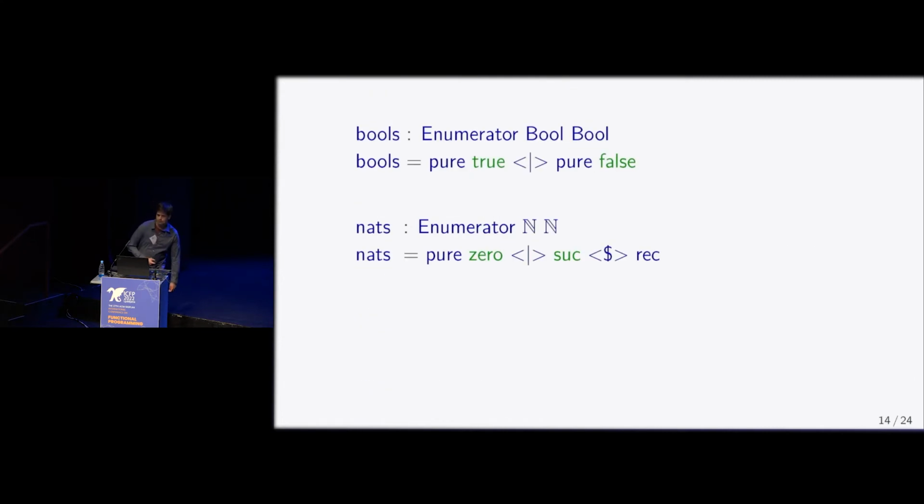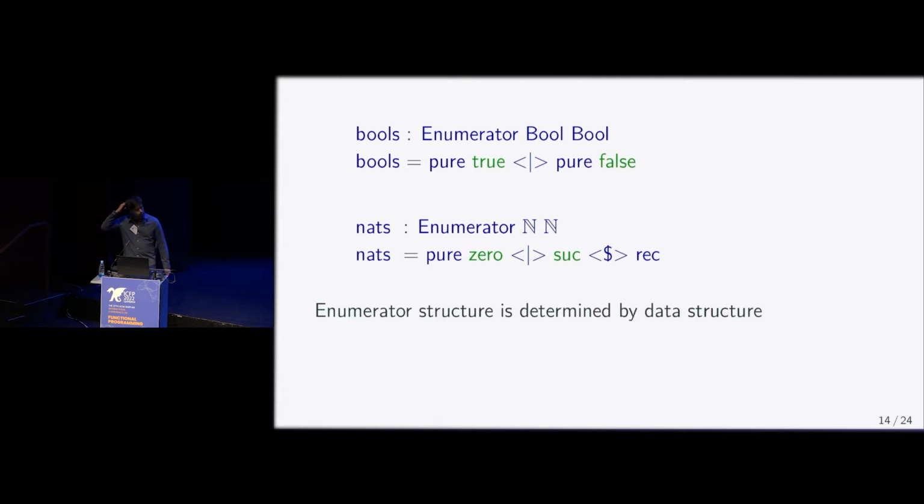So let's see some examples of this. So yeah, for Booleans, a choice between either true or false, or for natural numbers, a choice between 0 or successor applied to a recursive argument. And hopefully what you see here immediately is that there's a very clear correspondence between the structure of these data types and the way that we assemble these enumerators. And this correspondence goes further, because if we sit down and write the uniqueness and completeness proofs for these enumerators, we find that the proof structure also follows the data structure.